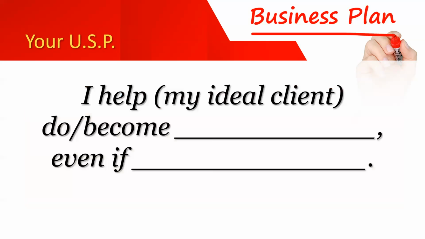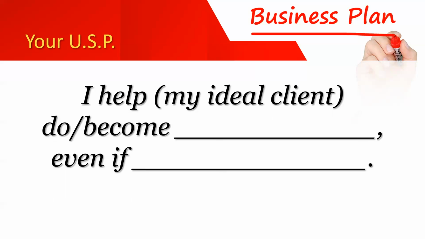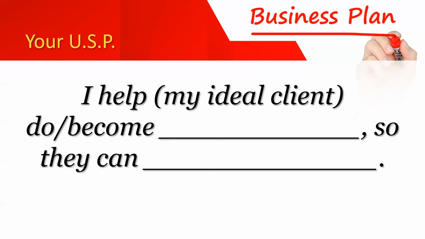So here we go. I help my ideal client prospect, whoever that is, to do something or become something, even if, and then we fill in the blank. Now, I'm going to give you some examples of that in a minute, but I wanted you to see the framework. Let me give you a variation of this. I help my ideal client, whoever that is, do blank or become blank so they can fill in the blank. All right, let me give you just a minute. Here's the first one again. I help my ideal client do or become blank, even if blank. Here's a second variation of that. I help my ideal client do or become blank so they can blank.